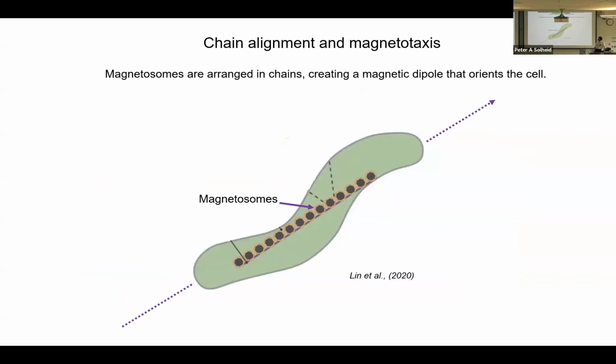These crystals are usually aligned in chains, forming a magnetic dipole, and that gives MTBs an upper hand compared to other bacteria in finding the optimal conditions along Earth's magnetic field. This process, the movement of MTBs along Earth's magnetic field, is called magnetotaxis.